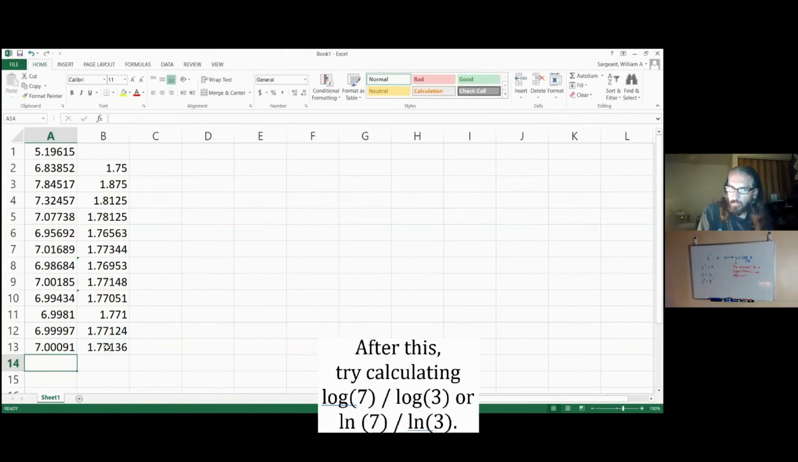That, if we rounded it to 4 places, would be 7.0009, whereas the previous one, if we rounded it, would round to 7. So I'm going to take this answer and round that to 4 places. I'm going to try putting in 1.7712.